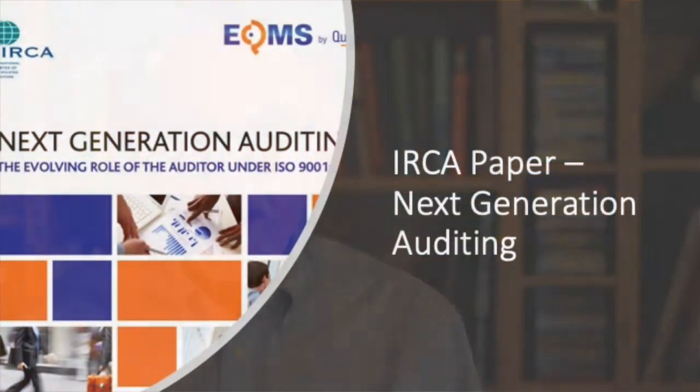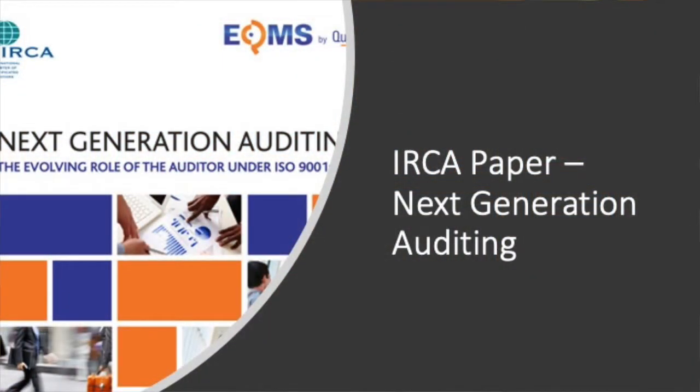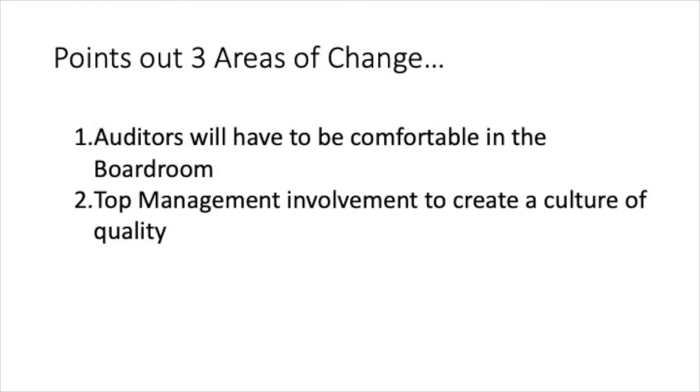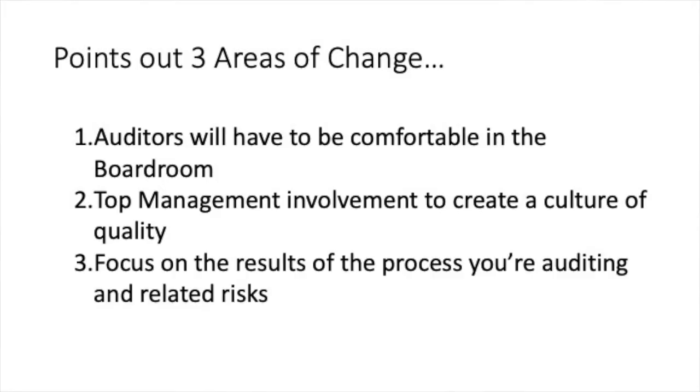Another thing that could help you is the IRCA paper. If you Google IRCA Next Generation Auditing, this paper will come up as a PDF. And you'll notice in here that they point out 3 areas of change. The first one is that auditors are going to have to start to be comfortable in the boardroom. There needs to be a way to get top management involved to create a culture of quality. And finally, as we mentioned with our checklist, focus on the results that people are getting and find out if they're familiar with the related risks.